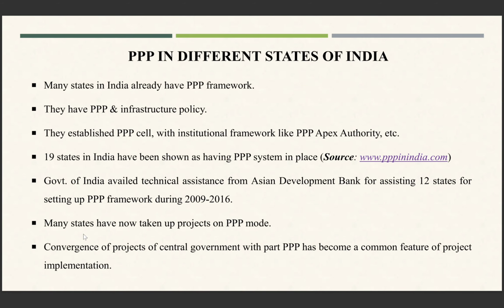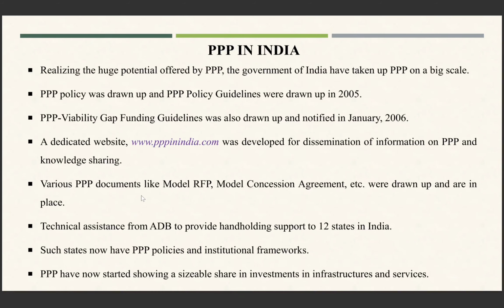PPP in different states of India: many states in India already have a PPP framework, and 19 states in India have been shown as having a PPP system in place. So out of all the states, there is a PPP model in 19 states.